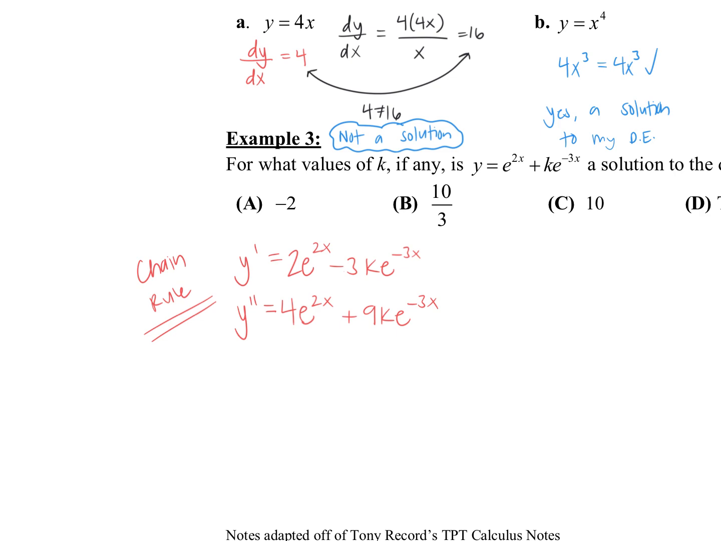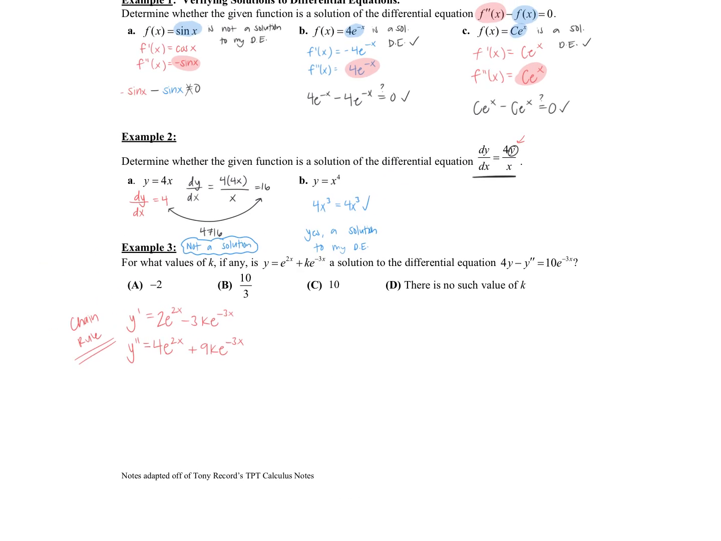All right. Now we're going to take this double prime, this whole thing right here, and plug that in for y double prime. And I know my y function is equal to this, so I'm going to plug that in for y. And now it's literally just algebra. No more calculus is needed. We just need to solve our equation for k.